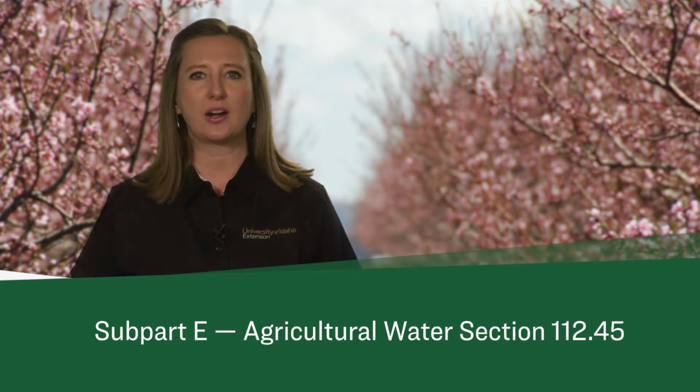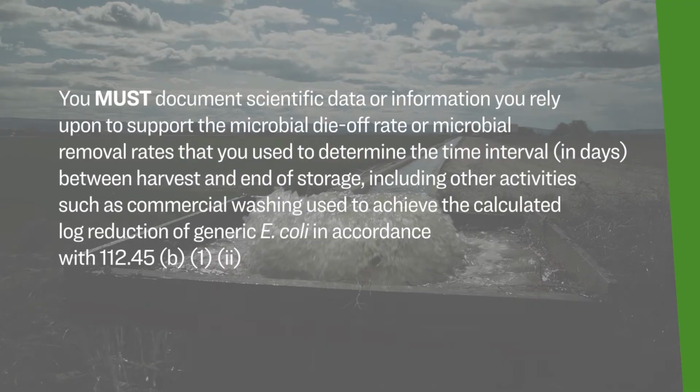The fifth required water record relates to microbial die-off, which is one of 3 allowable corrective measures if production water does not meet quality criteria. More in-depth information on microbial die-off can be found in Subpart E, Agricultural Water, Section 112.45. If you use microbial die-off as a method to treat your agricultural water, you are required to document scientific data or information you relied upon to support the microbial die-off rate you used between harvest and end of storage to achieve the calculated log reduction of generic E. coli. This may include other activities such as commercial washing.